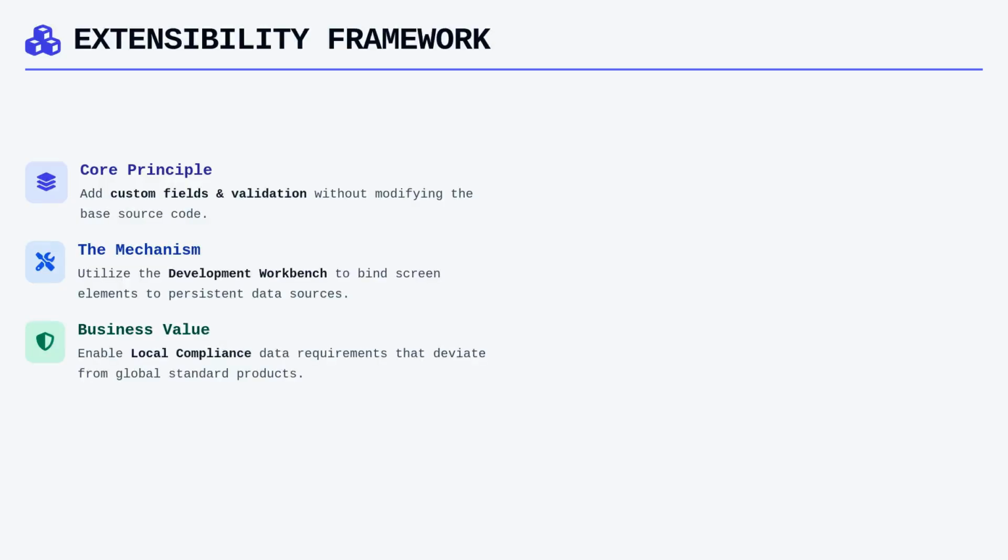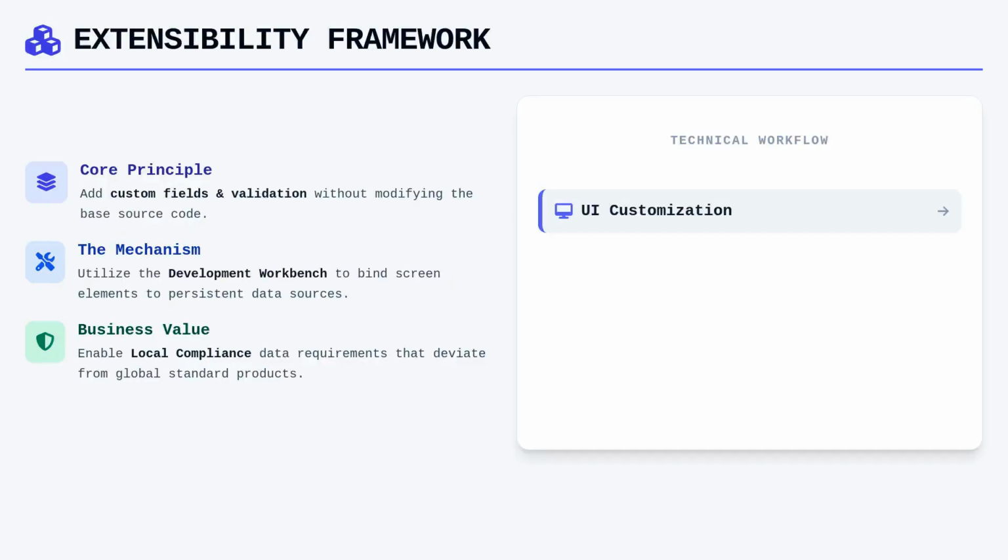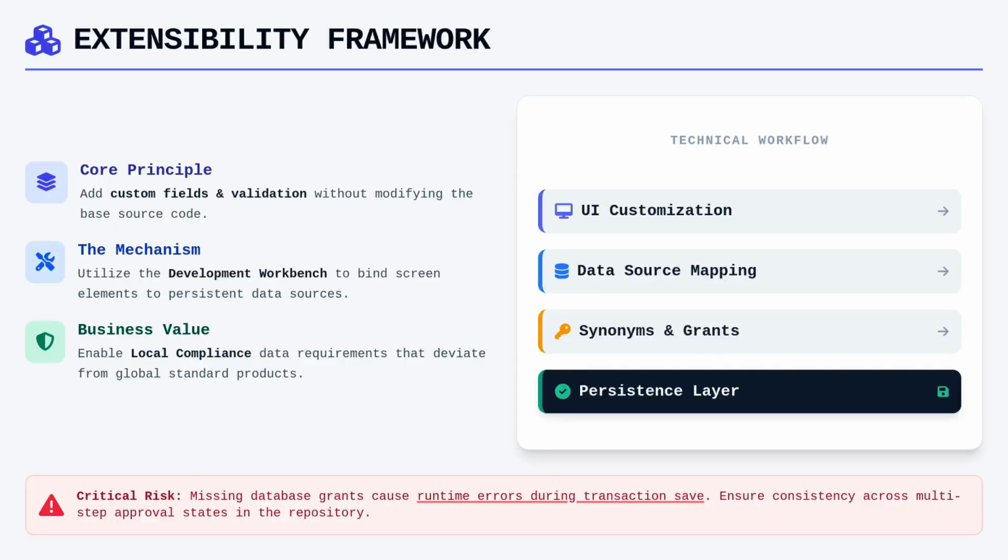This capability is vital for banks that require specific compliance data fields for local regulations that are not part of the standard global product. You should know how to properly map these custom user interface elements to the database level via the data source maintenance, ensuring that the necessary synonyms and grants are present for the application server schema to access these new tables. Failure to correctly manage the database grants often leads to runtime errors that only manifest when a user attempts to save a transaction after the data capture phase.